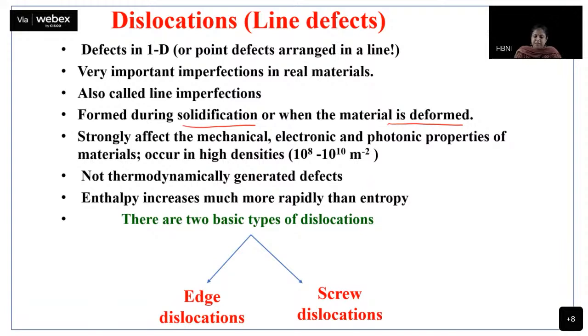Okay, but these line defects also, like your point defects, affect the mechanical, electronic, and photonic properties. And once they form, they occur in high densities. Okay, very, very important. As I mentioned, they are not thermodynamically generated. They have high enthalpy associated with them, and here the increase of enthalpy is much larger as compared to the entropy change, and hence delta G is positive. Okay. So as I just mentioned, there are two types of dislocation: edge dislocation and screw dislocation.